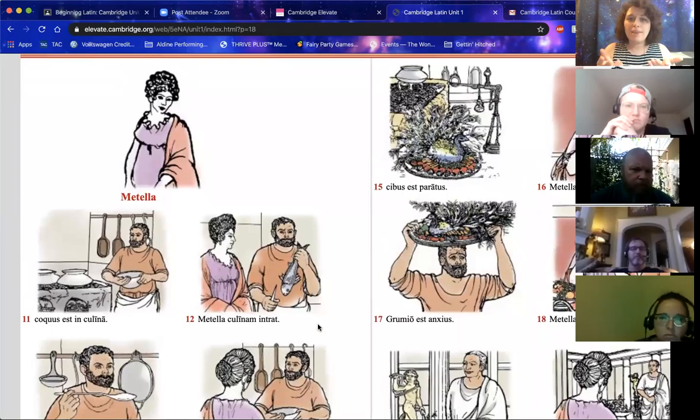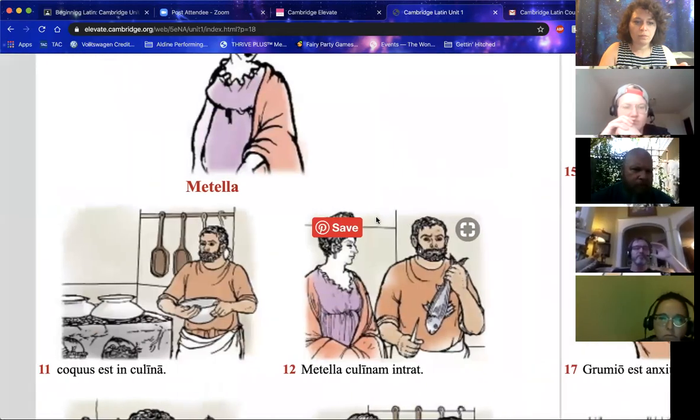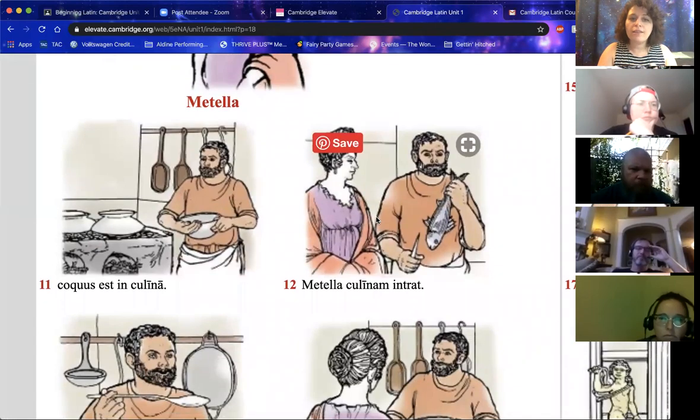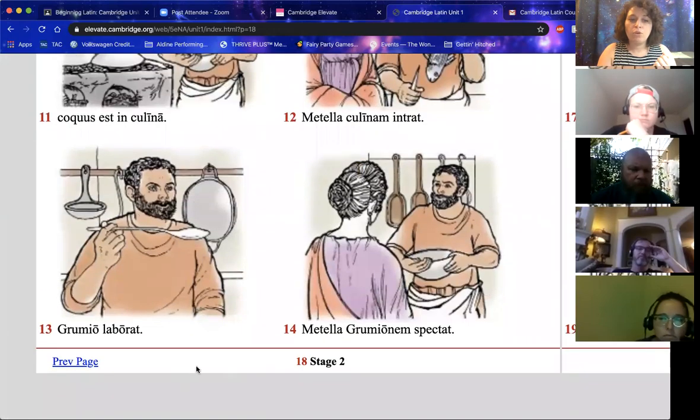So now we have Metella. I'm going to make it a little bigger. Coquus est in culina. Metella culinam intrat. Grumio laborat. Metella Grumionem spectat.